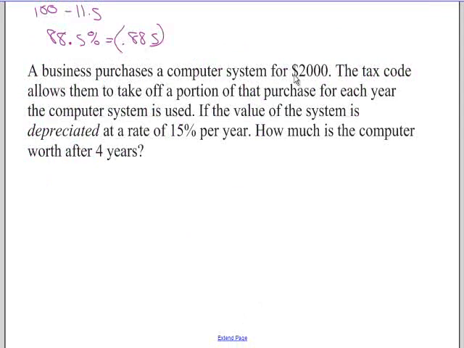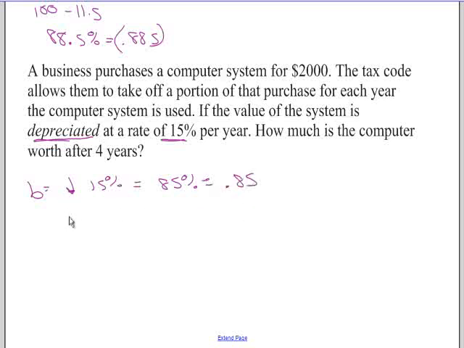A business purchases a computer system for $2,000. The tax code allows them to take off a portion of that purchase for each year the computer system is used. If the value of the system depreciates, that means it goes down 15% a year. So right now I know B is depreciate 15%. If you lost 15% on a test, what would you have? We have 85%, so I want to use 0.85.